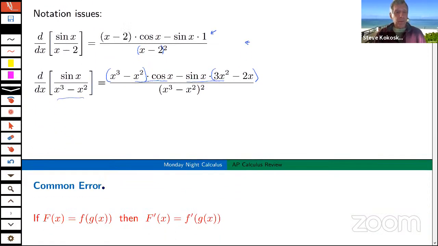Here's another one. Suppose capital F of x is f of g of x. Then the derivative of capital F is just f prime times g of x. So what's wrong with that one?